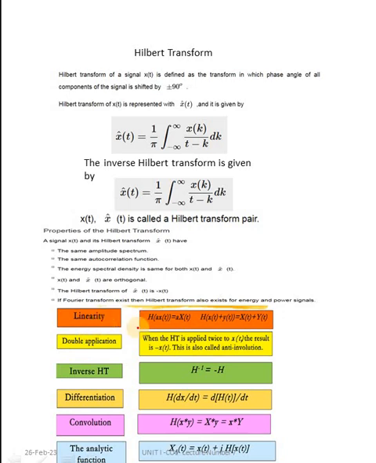This is the linearity property. H of a x of t is equal to a times H of x of t, so we can expand with respect to the linearity property. Then double application, as I told earlier: if we apply it twice, we get a 180-degree phase shift, or minus x of t can be achieved. Then the inverse of H is equal to minus H, differentiation and convolution. Then the analytic function x a of t is equal to x of t plus j times H of x of t. So these are all the important points you have to remember when you think about the Hilbert transform.